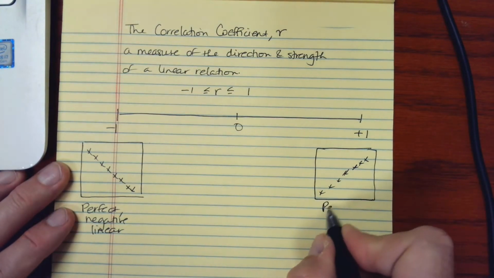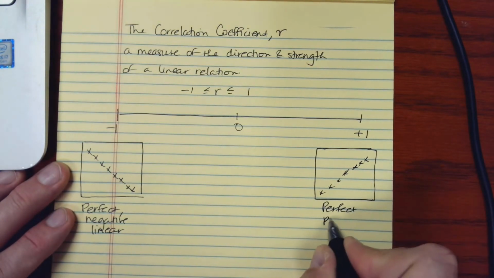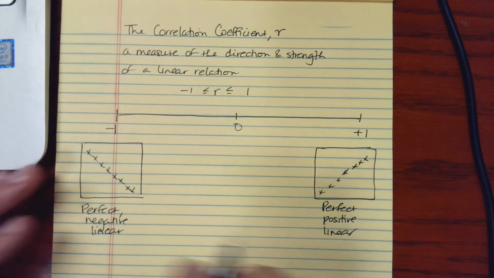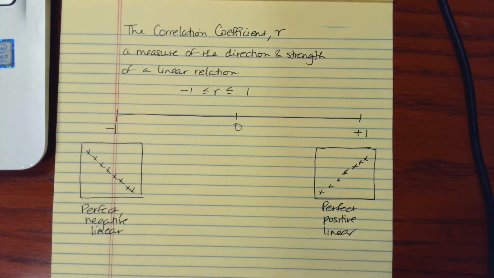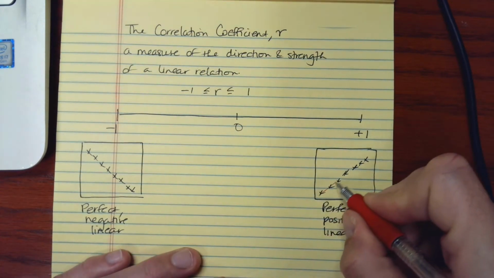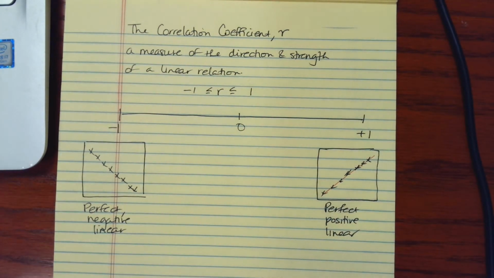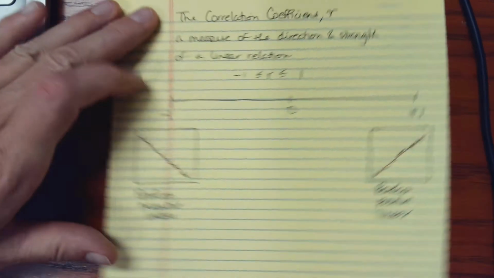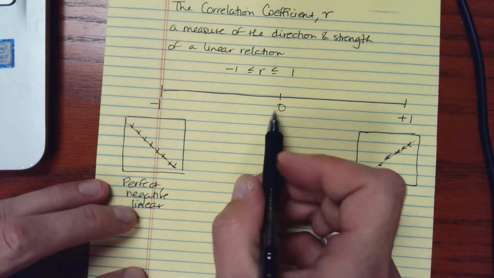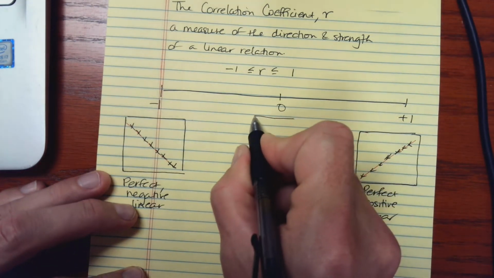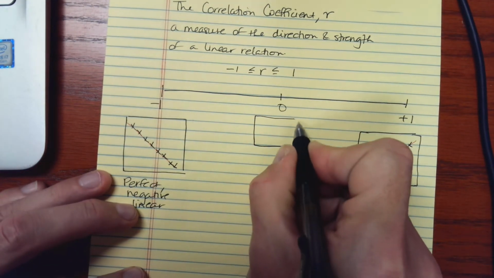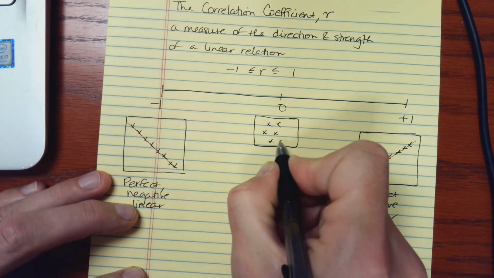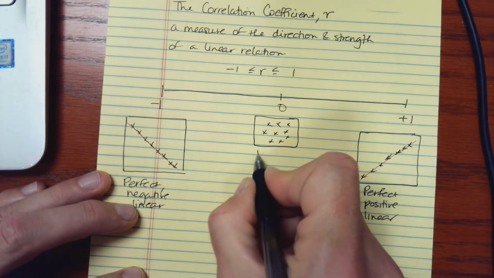So perfect positive linear relationship. And notice that my intention was for these to fall perfectly on a straight line with a positive slope, whereas these fall perfectly on a line with a negative slope. Now, in the middle here we have 0, and I want to be very careful with how we interpret this. This could mean that there is no pattern at all.